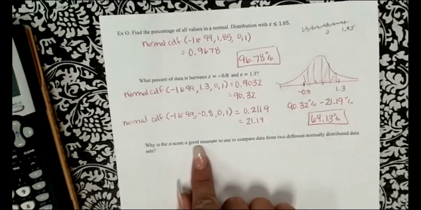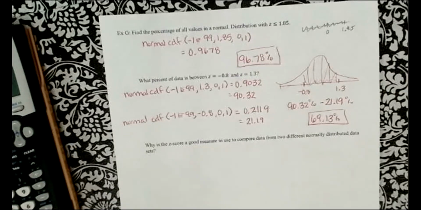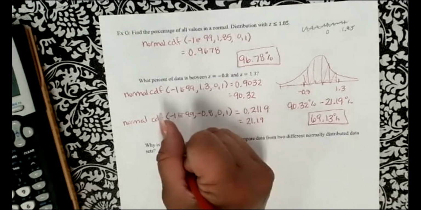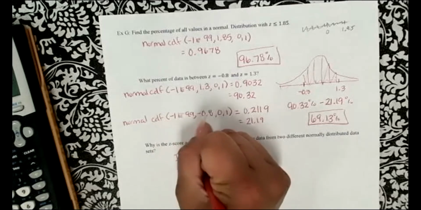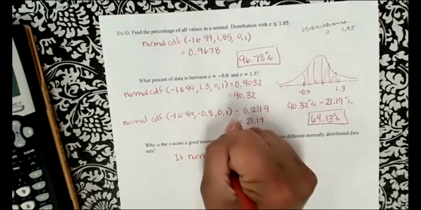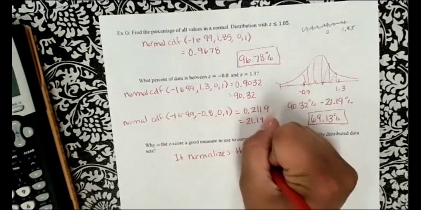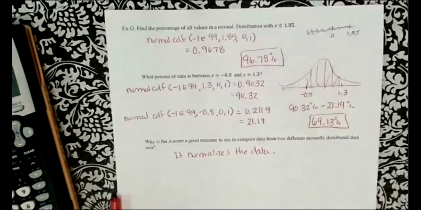Now, why is a z-score a good measure to use to compare data from two different normally distributed data sets? It normalizes the data. That's why. And that concludes our notes for today.